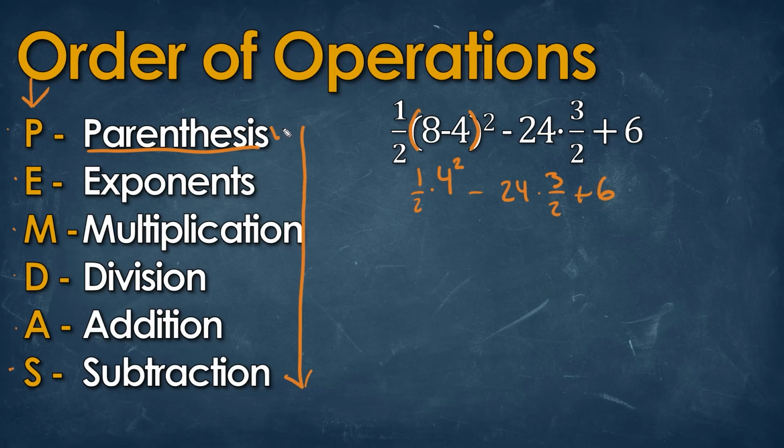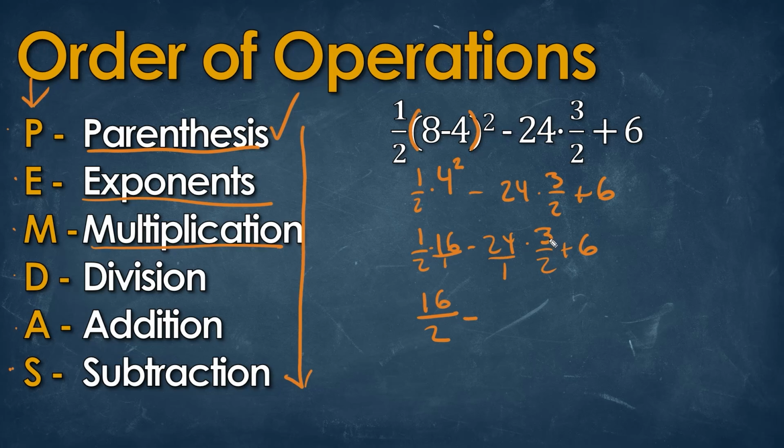Now that we've gotten parentheses done, we'll move on to exponents. So our exponents are going to be 4 squared, which is 4 times 4, so that's going to be 16. So we'll put that here. We'll add in our other information that we see, and then we're going to move on to multiplication. Now since we have fractions, we can look at multiplication as the values that we have on top, right? We can always take these numbers, we can put 1 underneath it. So we can go 1 times 16, which will be 16 over 2, minus 24 times 3, which is going to give us 72 over 2, plus 6.